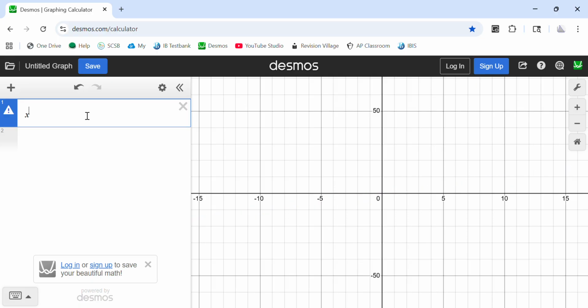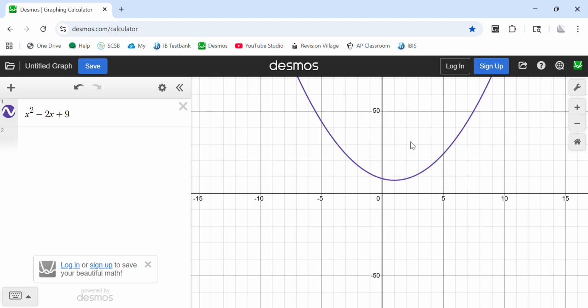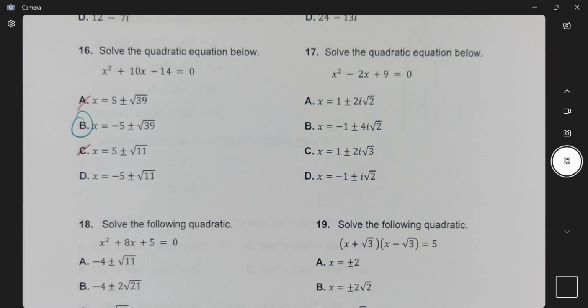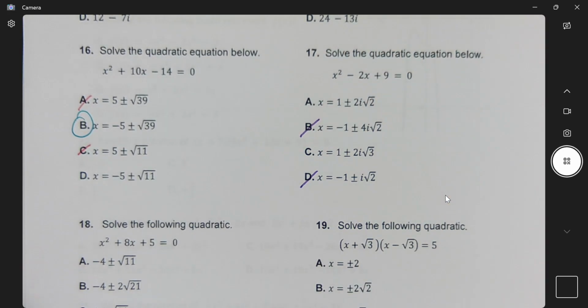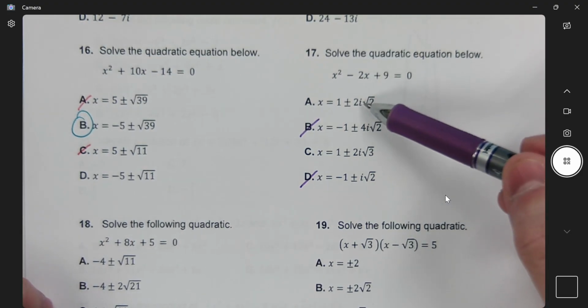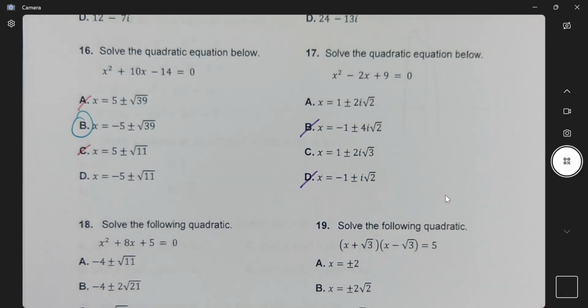So we have x squared minus 2x plus 9. If you'll notice, this thing's vertex is at (1, 8), meaning it has an axis of symmetry of x equals 1. So if we come back to here, things that say x equals -1 are bad. Now the only question is, was it 2i root 2 or 2i root 3? Unfortunately, it doesn't really like to give you those kinds of answers easily. The best way that I know to do this is either by completing the square or by using the quadratic formula. But at least we're down to 50-50.